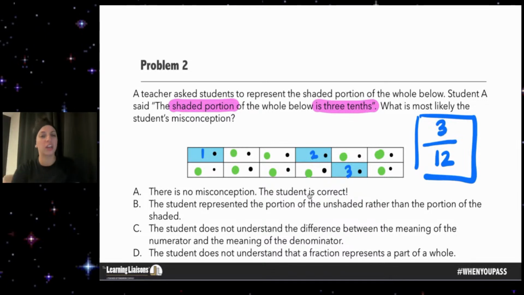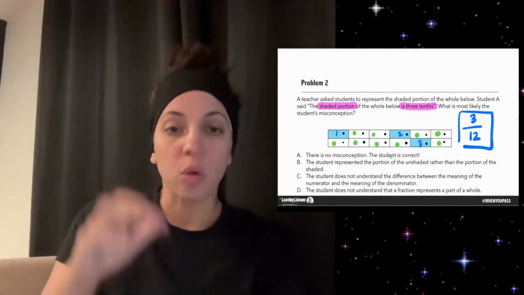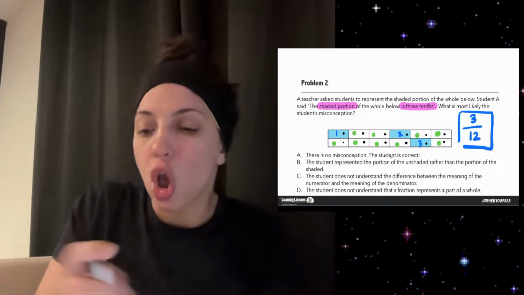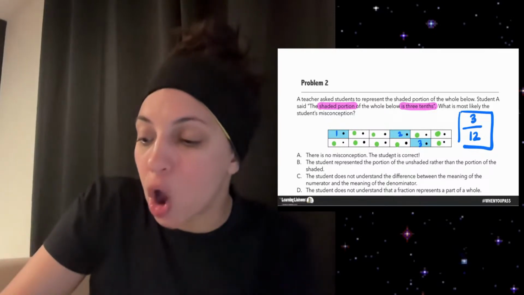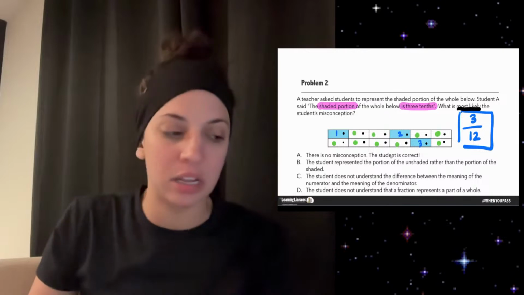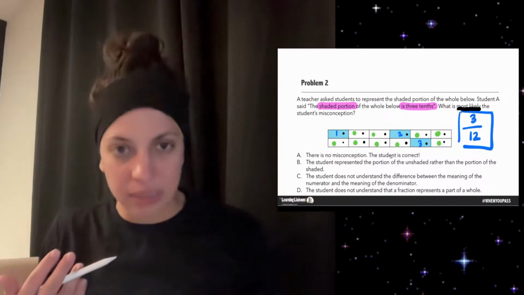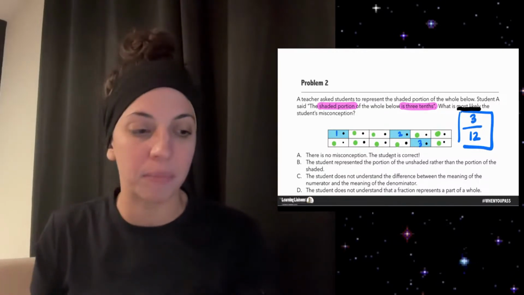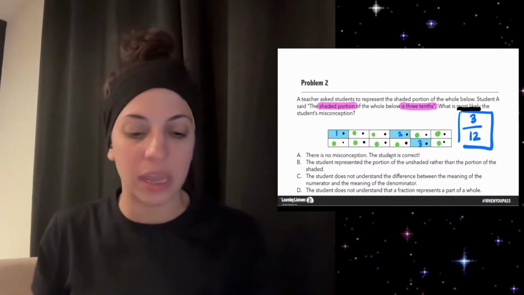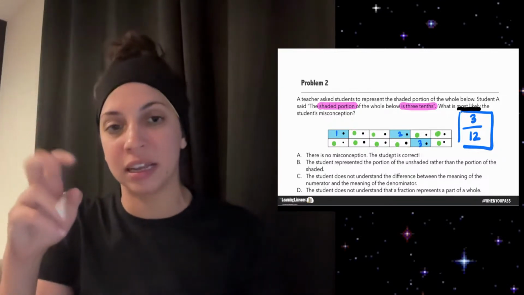So let's take a look at our answer choices and determine the best reason for the student's misconception. Now, you and I both know when we're talking about student misconception and student error, and it says, what is the most likely? Y'all, that means that there could be more than one answer, and we just have to pick the best answer. That's the real problem. There could be more than one correct answer, but we have to pick the best answer.